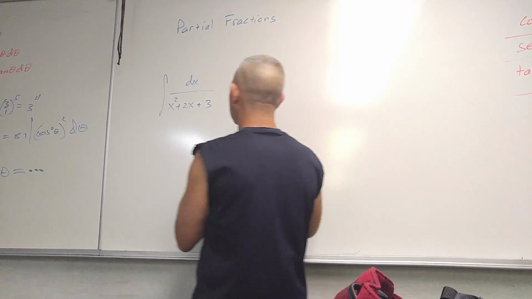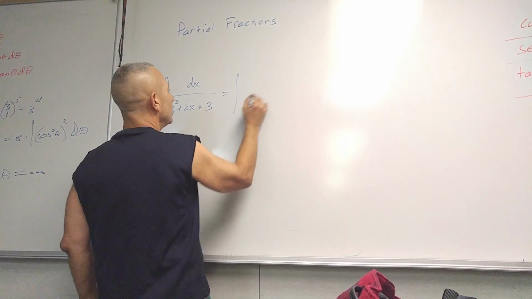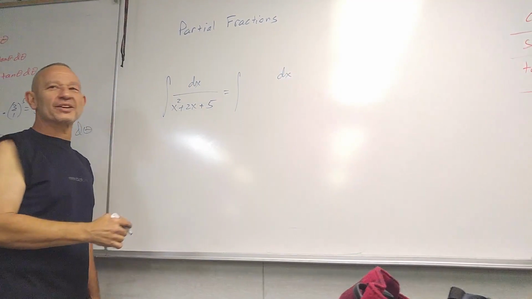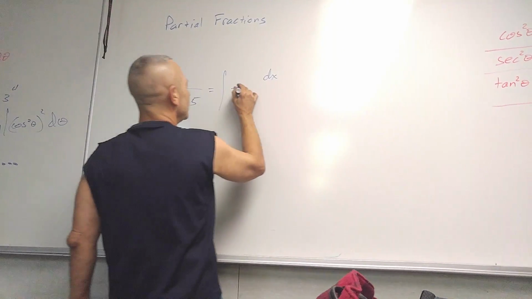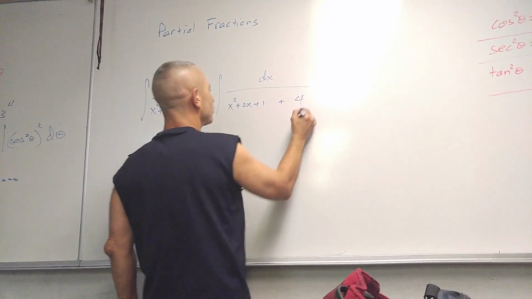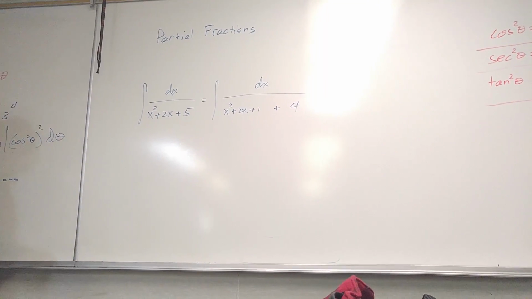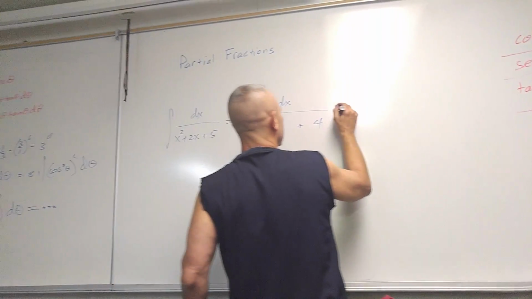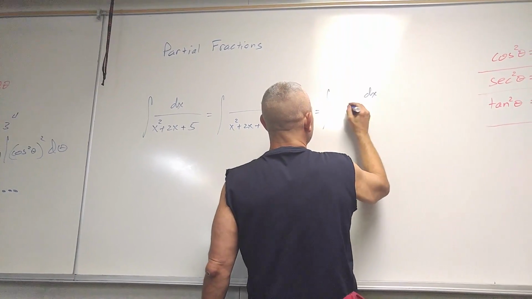What would you do in order to accomplish anything with this? I would complete the square. So I'm going to actually rewrite that as a 5, so this comes out halfway well, and I'm going to write that as x squared plus 2x plus 1 plus 4. Why did I do that? Adding 0. Exactly.